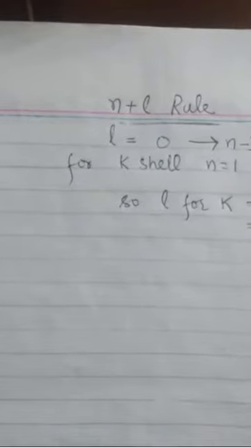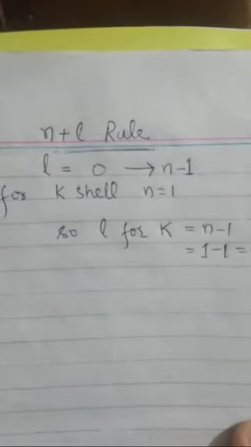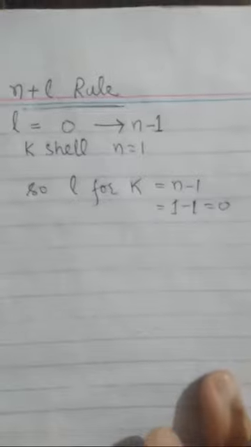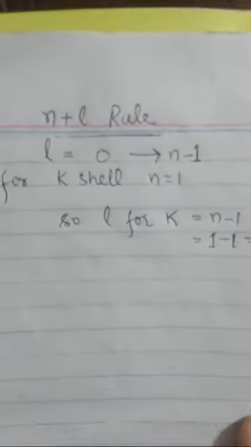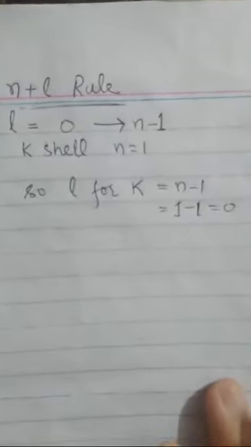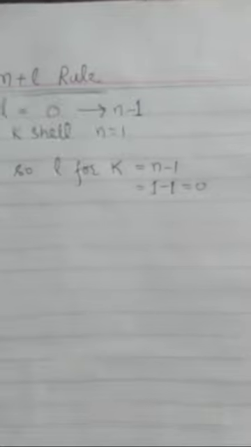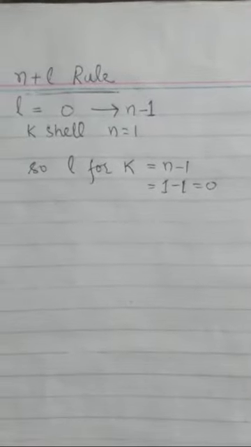Now first of all, in the n plus l rule, n is the principal quantum number and l is the azimuthal quantum number, where l is n minus 1. As we know, for the K shell, l is n minus 1, that is 1 minus 1 equal to 0. K shell is shell number 1.